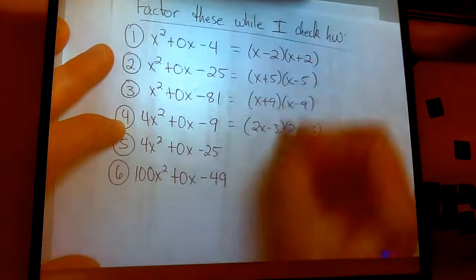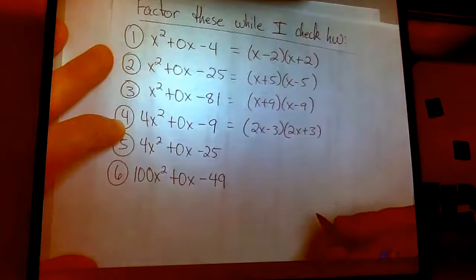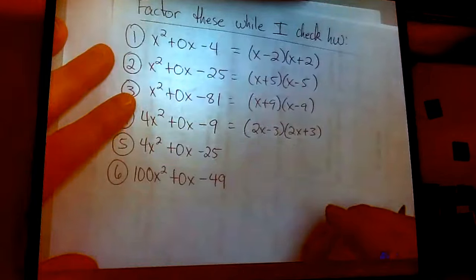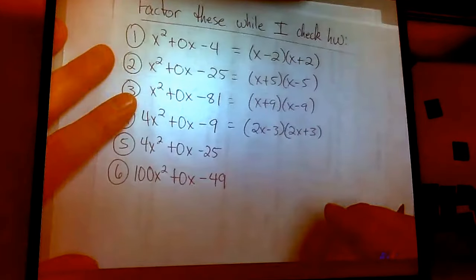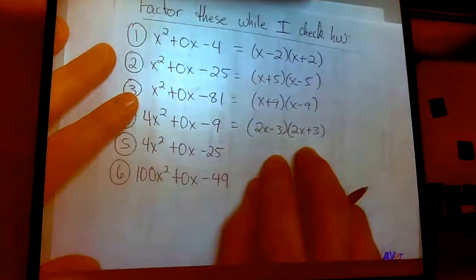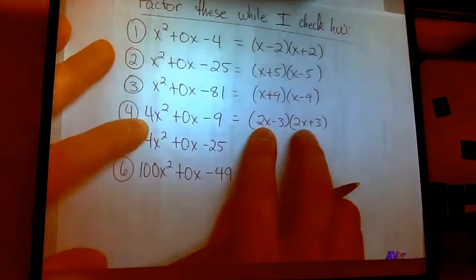What are you noticing here? Anything? They all have like, what's it called? I don't know what it's called. I don't know what you're trying to say. Like how 4 is 2 times 2. Oh, 4 is 2 times 2.